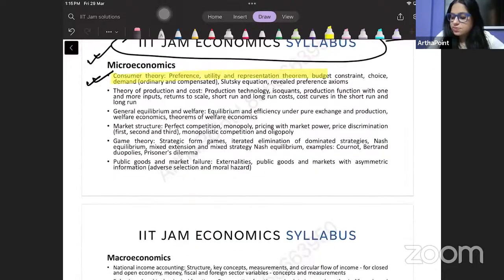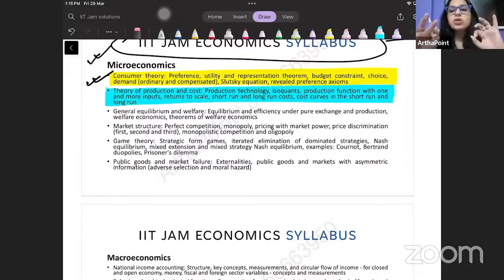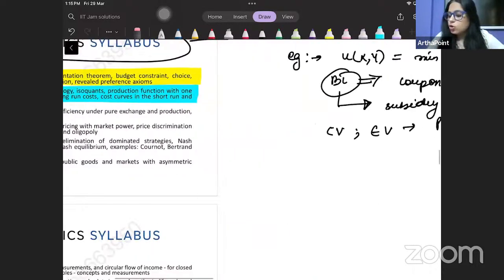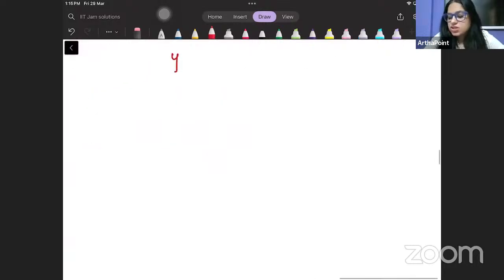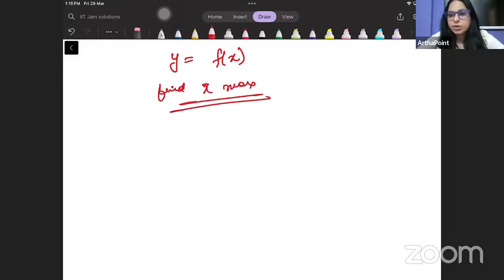So this is the first part where we are going to talk about consumer theory. The second part will be producer theory. In producer theory we will be doing production functions with both one and more than one input. What happens if I give you that output is a function of one input X and I ask you to profit maximize, find the profit maximizing condition?